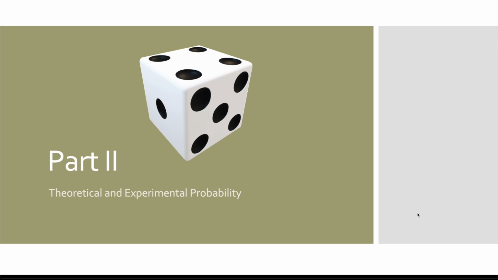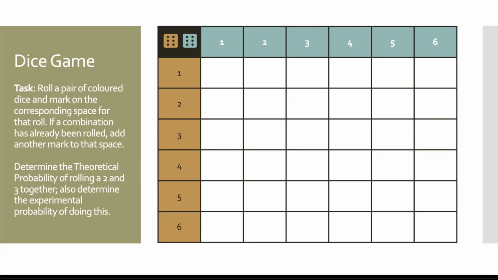Hi everyone, today we're going to cover theoretical and experimental probability to build upon our lesson from theoretical probability last week. To get us started, we're going to visualize this using an exemplar. The exemplar I've picked for today is a dice game. Essentially, I had a pair of colored dice, and we have the following game board. It's like a grid pattern.